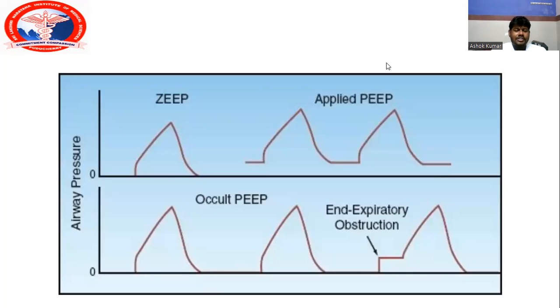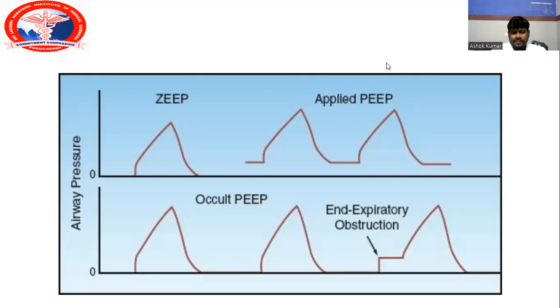And this is the graph showing zero end expiratory pressure as well as applied PEEP, applied positive end expiratory pressure. Note that zero end expiratory pressure starts from airway pressure zero. Applied positive end expiratory pressure is above the baseline.